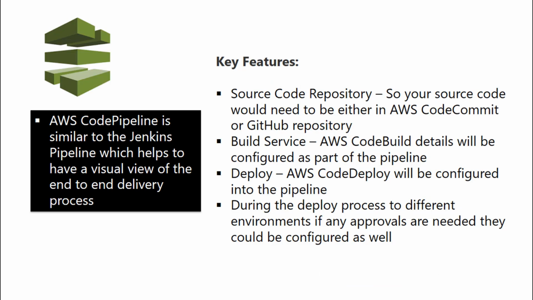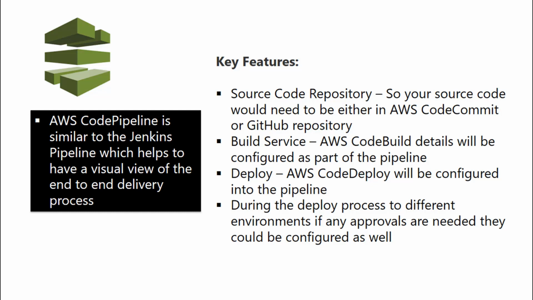So the third tool is pretty neat. It's the AWS CodePipeline, which is similar to Jenkins, and it provides a visual view of the end-to-end delivery process. So for instance, it will provide us the source code repository, where you need to be either in AWS CodeCommit or you can use the GitHub repository.